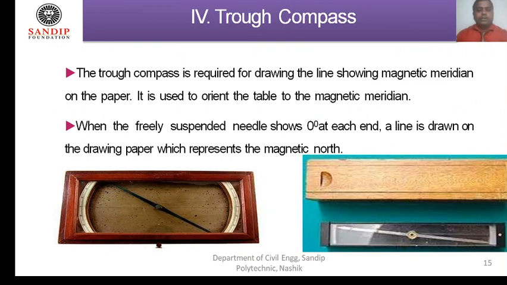Next is trough compass. So we know trough compass is basically used for establishing north direction on drawing sheet of plane table. And again, this trough compass can also be used for the purpose of orientation. So this trough compass consists of a simple magnet which is freely hung along north-south direction. So you can just see here we have provided a scale for a trough compass, and at the center of this scale we have a 0 at both ends. Whenever this needle shows 0 0, then we can say that needle is exactly suspended along north south.